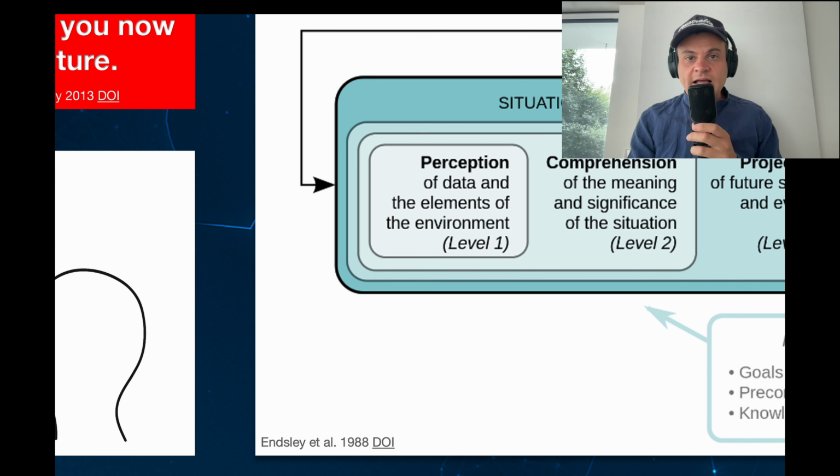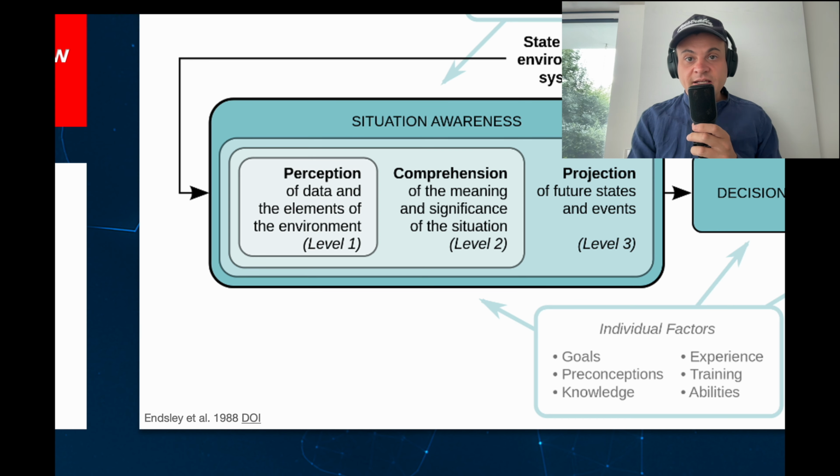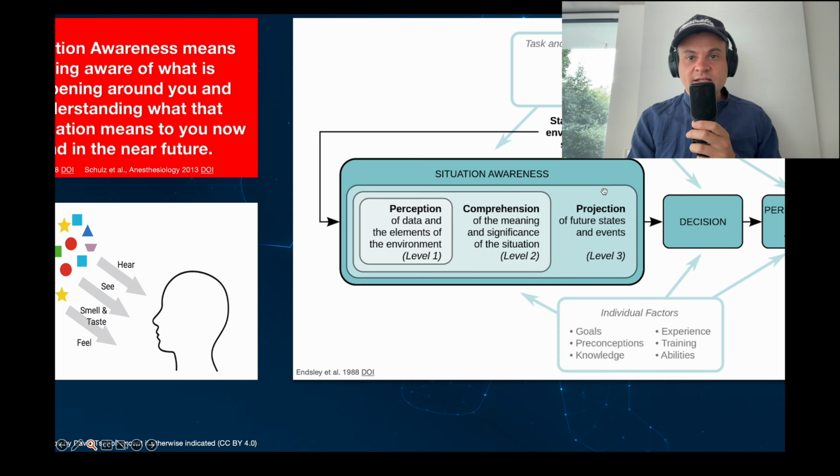After we perceived the information, we comprehend the information, we put two and two together. In this case, we would arrive at the conclusion that this may be a bleeding situation, and then we make a projection into the short-term future, what is likely gonna happen, how severe the bleeding situation is, and based on this we make our decision.